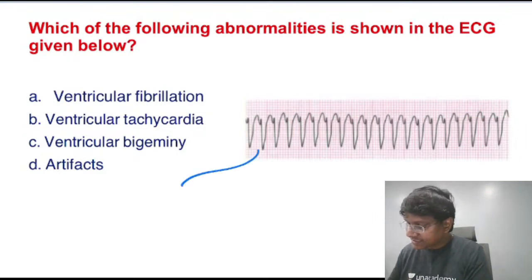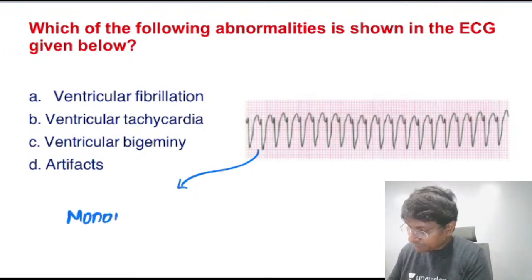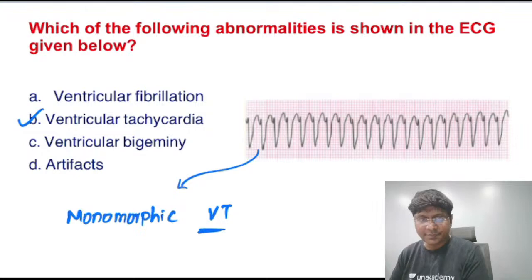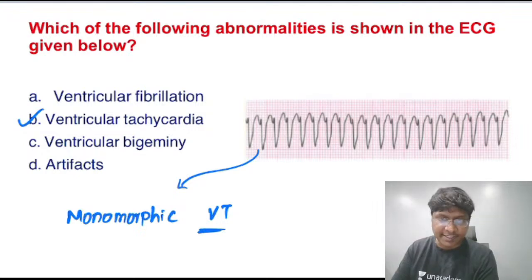So this ECG is suggestive of monomorphic ventricular tachycardia, where you have wide QRS complexes, and the QRS complex duration, if you see, is more than 160 milliseconds.